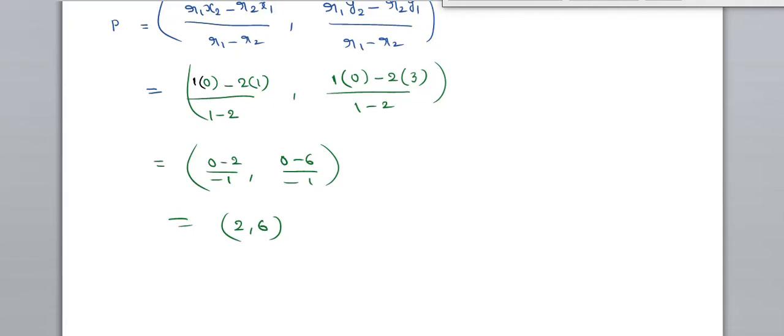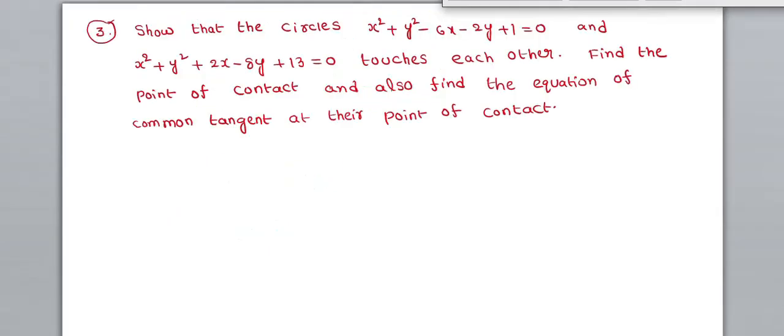Okay, write down the next problem. So next question, very important. Show that the circles x square plus y square minus 6x minus 2y plus 1 and another circle x square plus y square plus 2x minus 8y plus 13 equal 0 touch each other. Find the point of contact and also find the equation of common tangent at their point of contact.